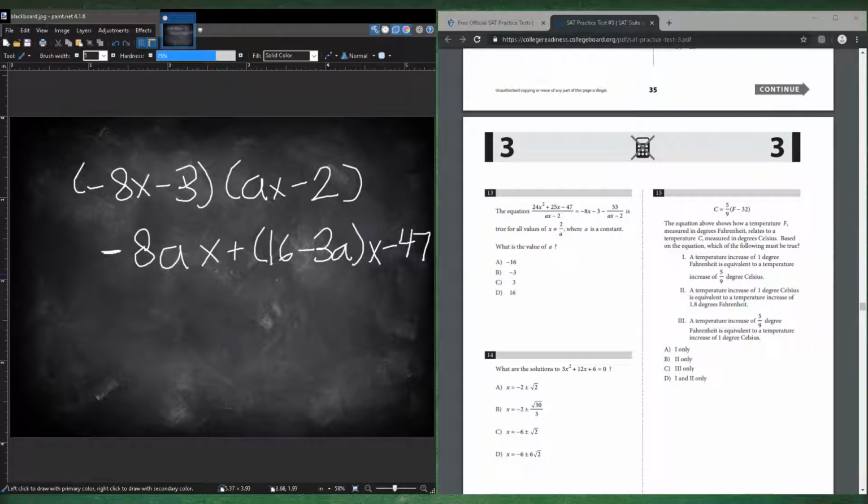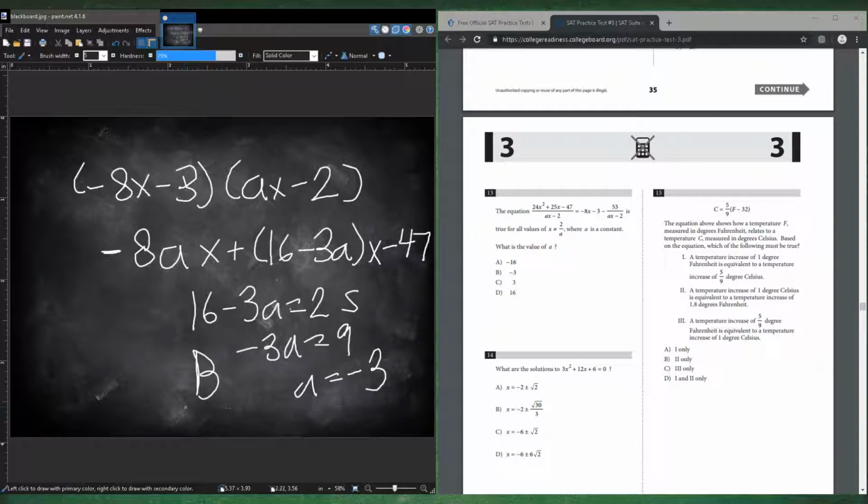Okay, so this equation has to be equal to the same thing as 24x squared plus 25x minus 47. The negative 47 is already the same. So 16 minus 3a is equal to 25. So minus 16 both sides, you get negative 3a is equal to 9. So a is equal to negative 3. Which makes sense because negative 3 times negative 8 is 24. The answer is B. So 13 is B.